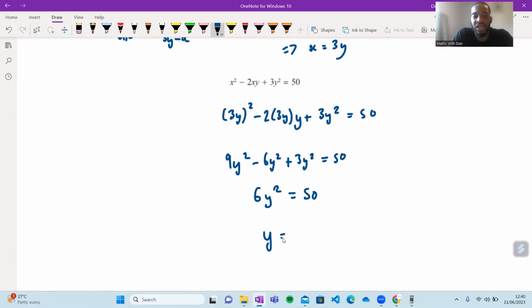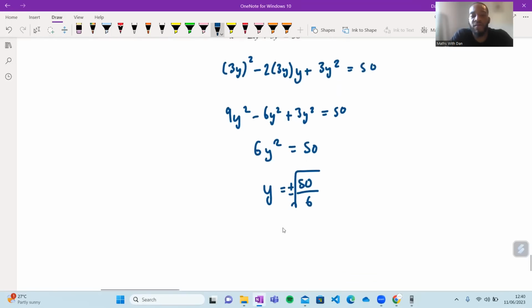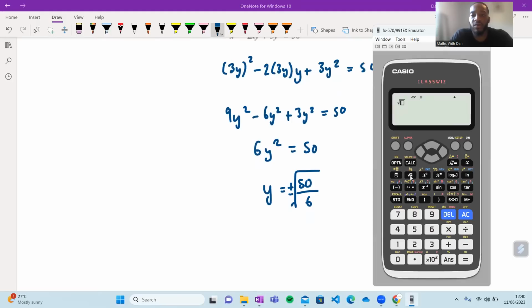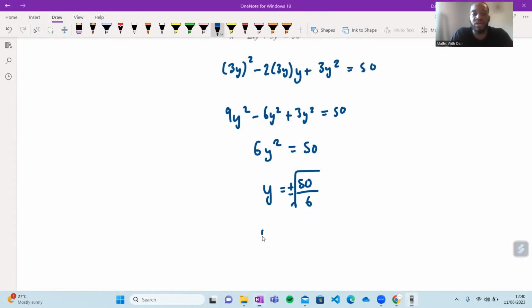Now that means that y is equal to, we divide by the 6, and then we take the square root, and obviously we do plus or minus, don't we? So now we've got the two answers for y. Let me just simplify this in my calculator. The square root of 50 over 6 is equal to 5 root 3 over 3. So y is equal to plus or minus 5 root 3 divided by 3.